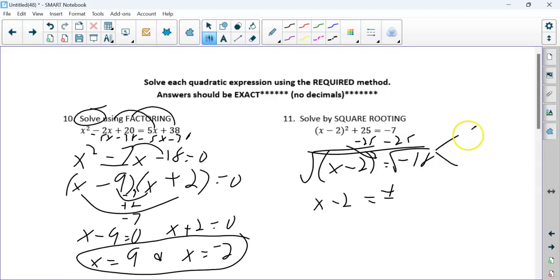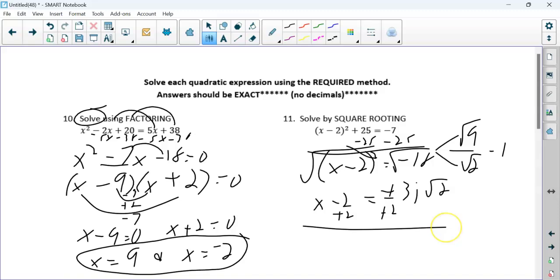Now how does this break down? 9 times 2, and you have the negative 1. Square root of 9 is 3. Negative 1 comes out as an i. And then we have the radical 2. Last thing, add 2. Now remember, this is not 5i.